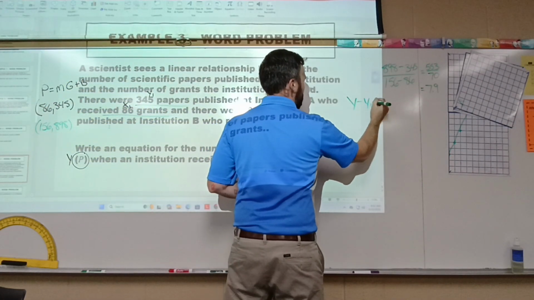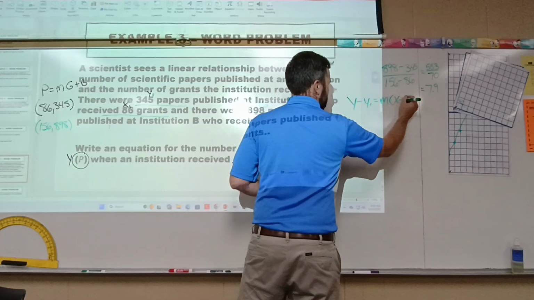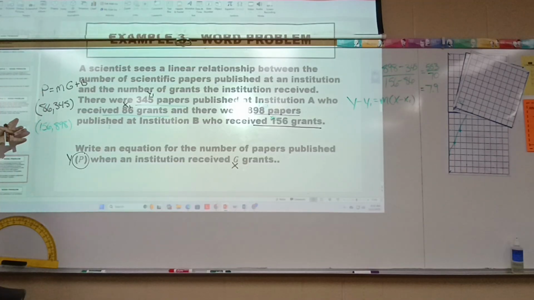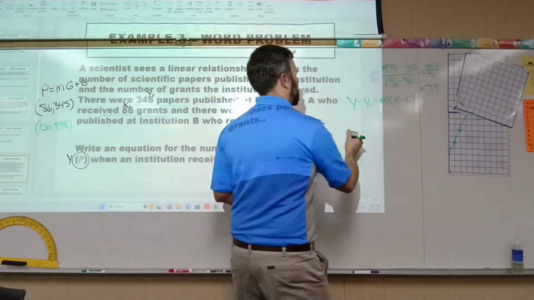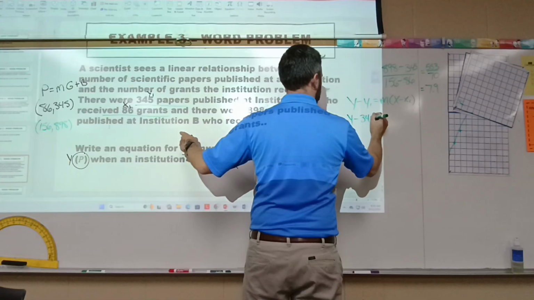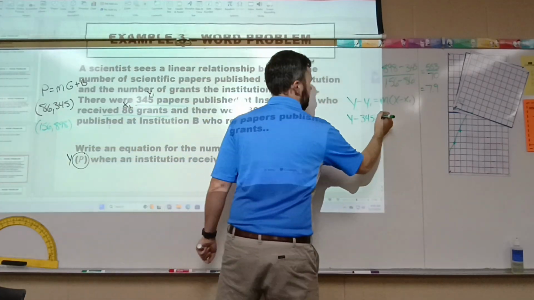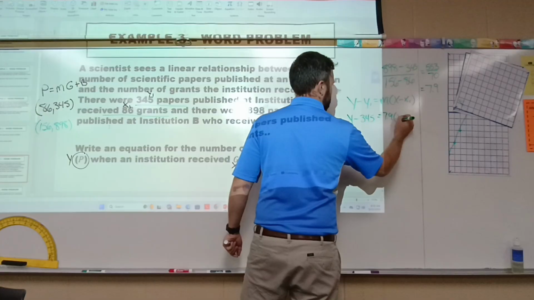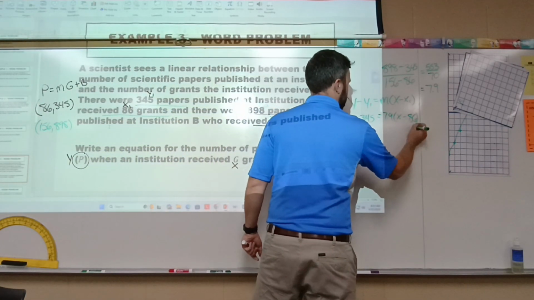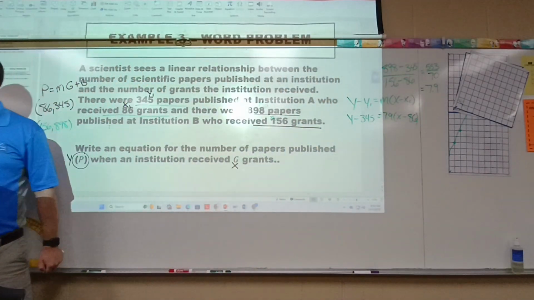So I'm going to use this formula, right? Which point do I choose for my x1, y1? It technically doesn't matter. I usually try to find the smallest point because the smaller the number, the easier it is to work with. Usually. So I'm going to do y minus 345 equals my slope, x minus 86. Right?